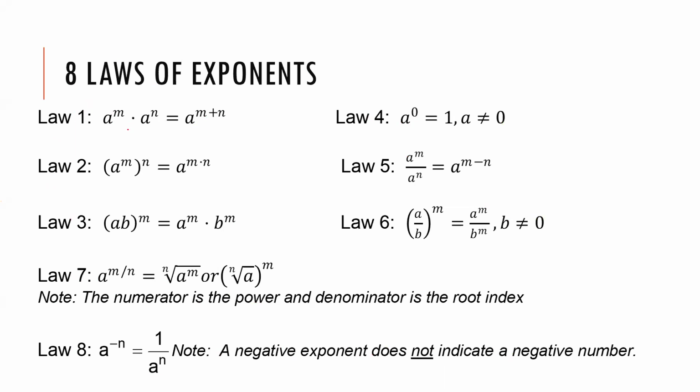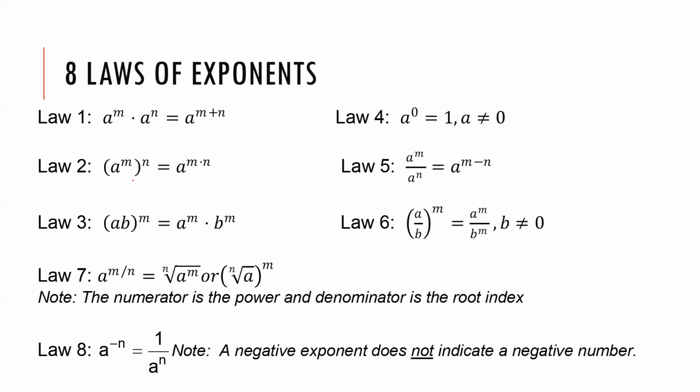So up first, our first law is our product law. It's called the product law because you're multiplying. Product is a result of multiplication, correct? So when you're multiplying 2 exponents, what that means is you're adding their powers. Yes? Okay.